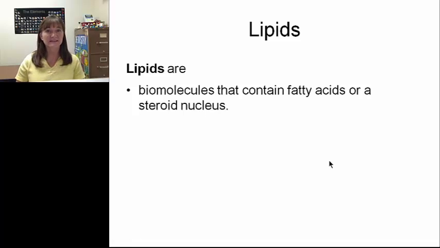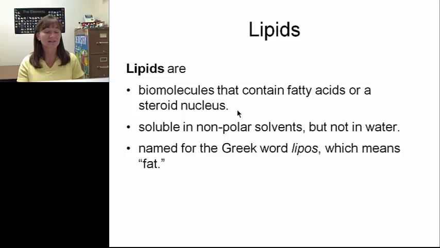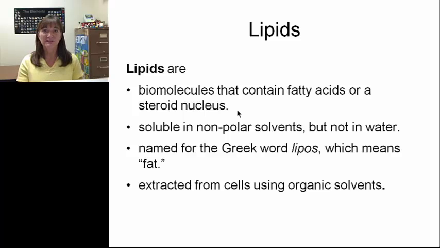So what are lipids? Lipids are biomolecules that contain fatty acids or a steroid nucleus. So lipids are broken up into those two categories, either the ones that contain fatty acids or the ones that contain a steroid nucleus. These are solvents, but they're not soluble in water. That brings us back to likes dissolve likes. Water is very polar and lipids aren't, so they don't dissolve. Lipids are named after the Greek word lipos, which means fat. Lipids are extracted from cells using organic solvents.